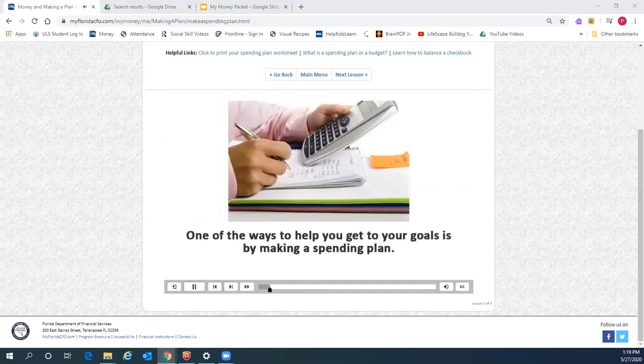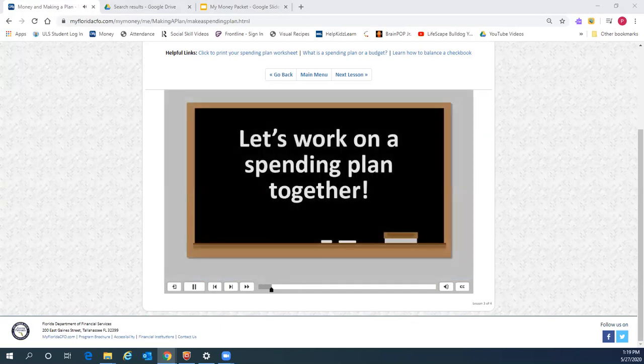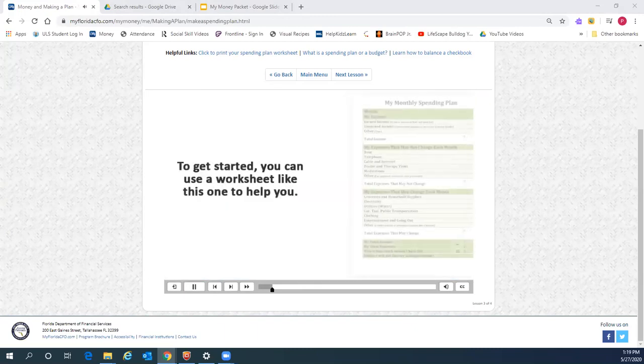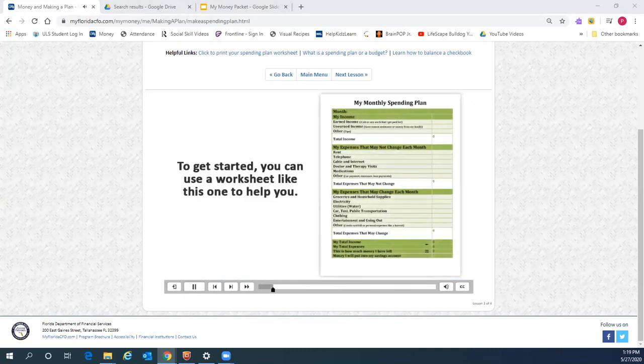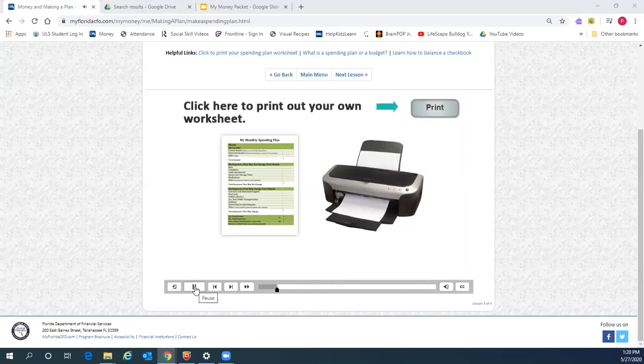One of the ways to help you get to your goals is by making a spending plan. Let's work on a spending plan together. To get started, you can use a worksheet like this one to help you. It helps you separate your income and expenses. This sheet can help you see your income and expenses in one place. Click here to print out your own worksheet.